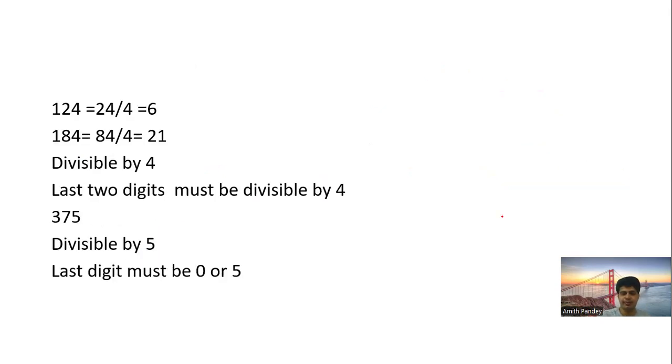Thus, you will get the answer. Getting the point? In the same way, in case of 4, it is the last two digits. In case of 2, only one digit. In case of 8, it is the last three digits. And in case of 5, the unit digit has to be either 0 or 5.